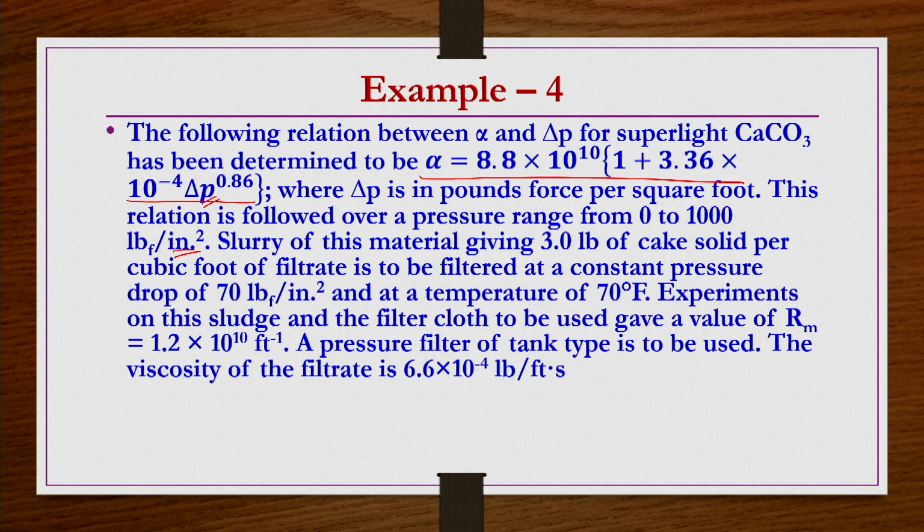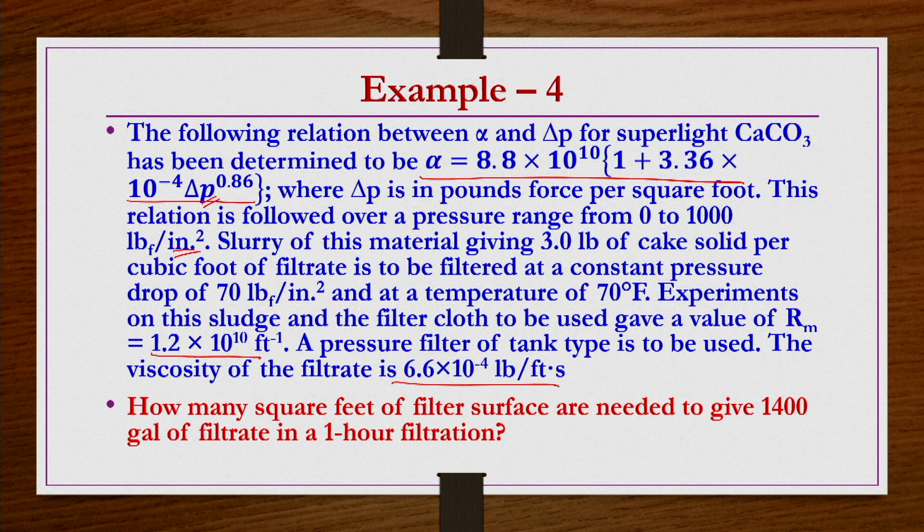Slurry of this material giving 3 lb of cake solid per cubic foot of filtrate is to be filtered at a constant pressure drop of 70 lb force per inch square and at a temperature of 70 degrees Fahrenheit. Experiments on the sludge and the filter cloth to be used gave a value of Rm equal to 1.2 into 10 power 10 feet inverse. Rm value is also given. A pressure filter of tank type is to be used. The viscosity of the filtrate that you collect is 6.6 into 10 power minus 4 lb per feet second.